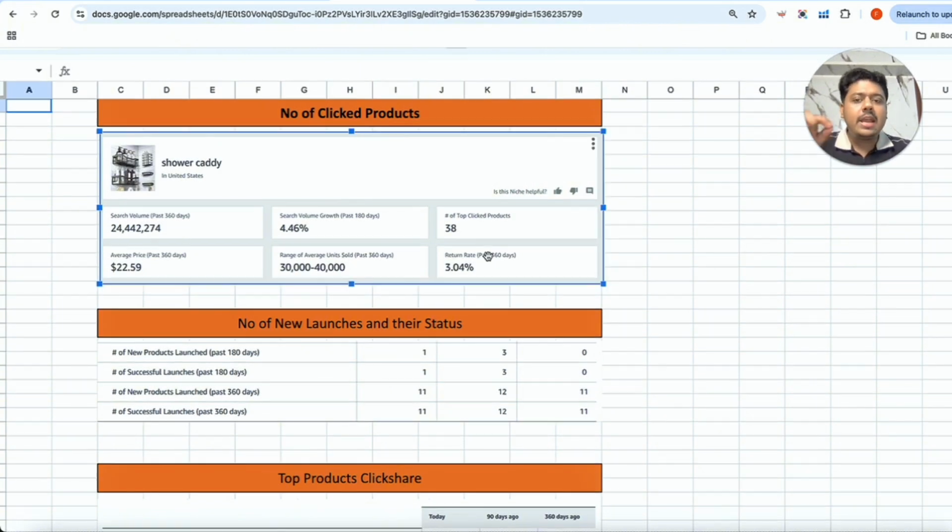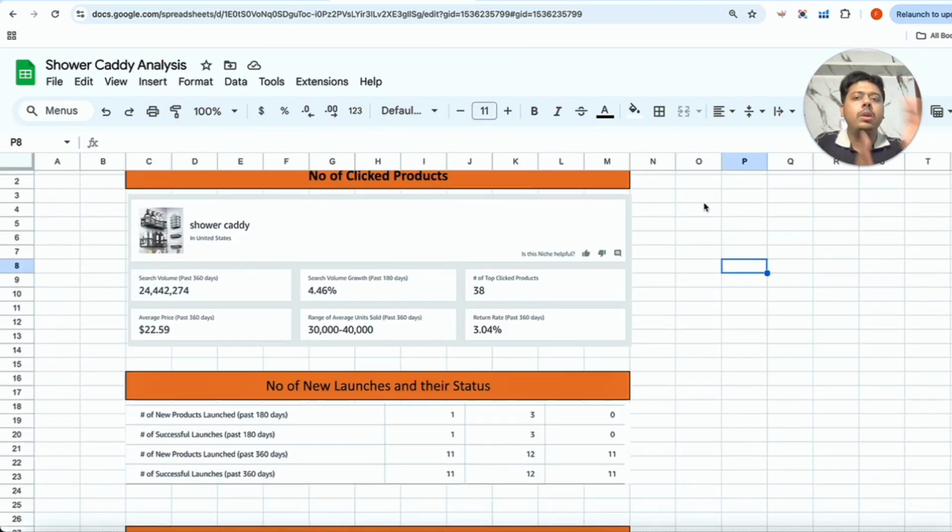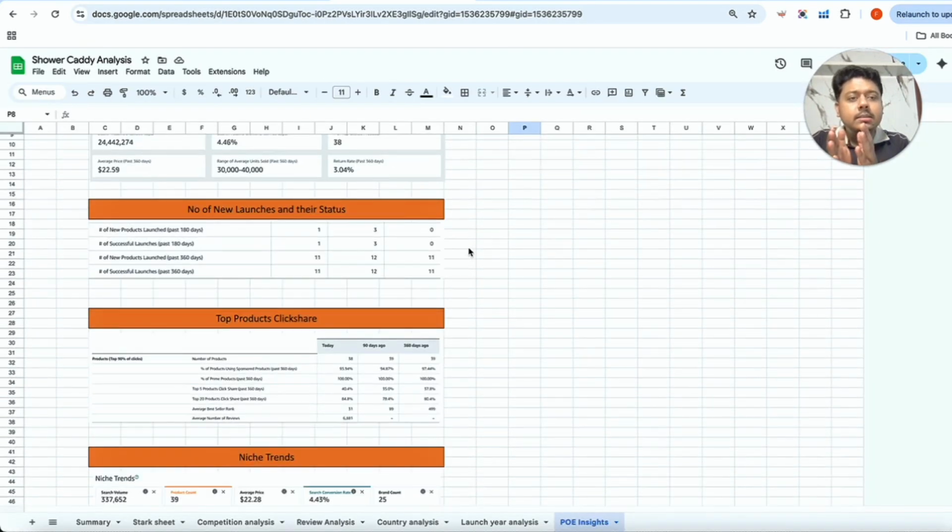Now this is a good thing. Amazon gives you the exact return rate, only 3%. Okay, it is average. It is not that bad a return rate. We can go with this product. And now it's search volume growth. So how much is the product growing? Like in the past 180 days, there is a 4.46% increase in the search volume. So it's a growing niche. So these were my initial checks.